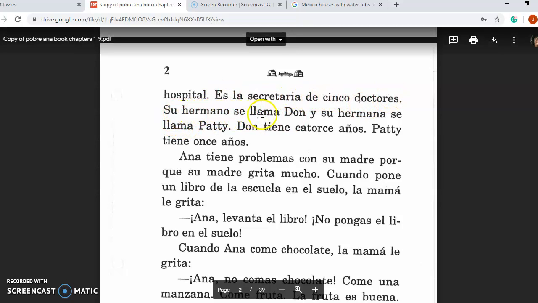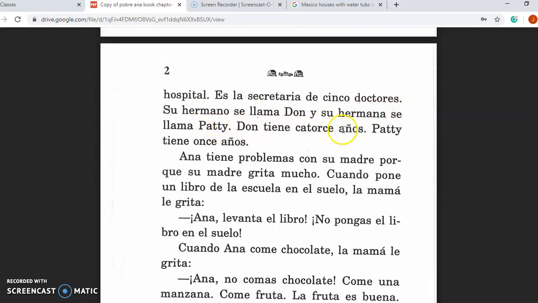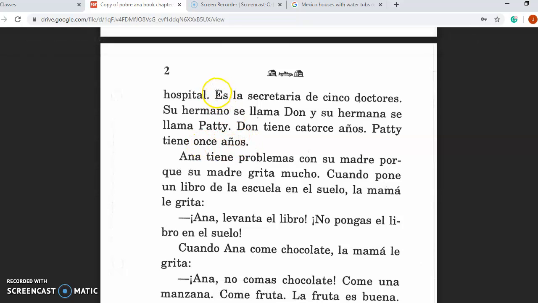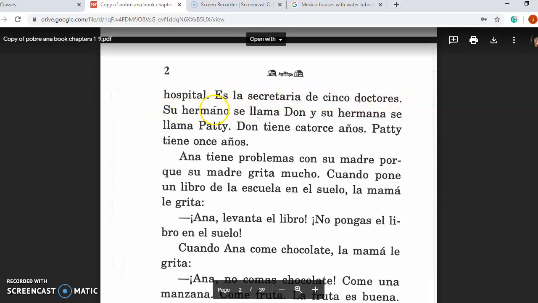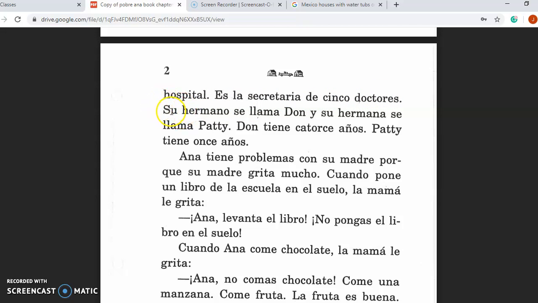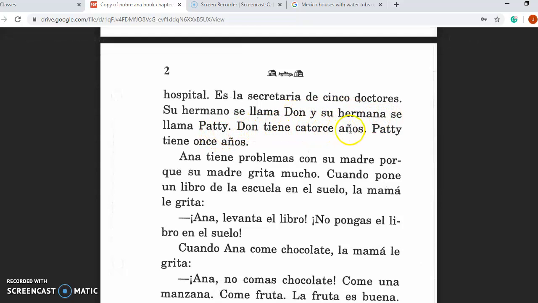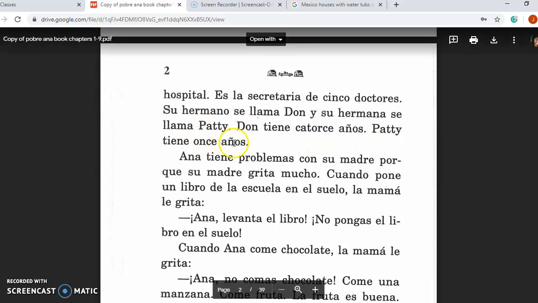Su hermano se llama Don y su hermana se llama Patty. Don tiene 14 años. Patty tiene 11 años. So we were still talking about the mom, Ellen, here. She is the secretary of 5 doctors. Her brother, now the her we're referring to, of course, is Anna, because this is all about Anna's family. Her brother is called Don, and her sister is called Patty. Don has 14 years, Patty has 11 years.